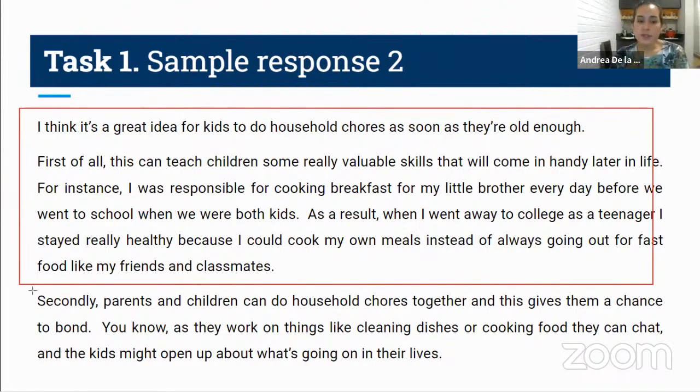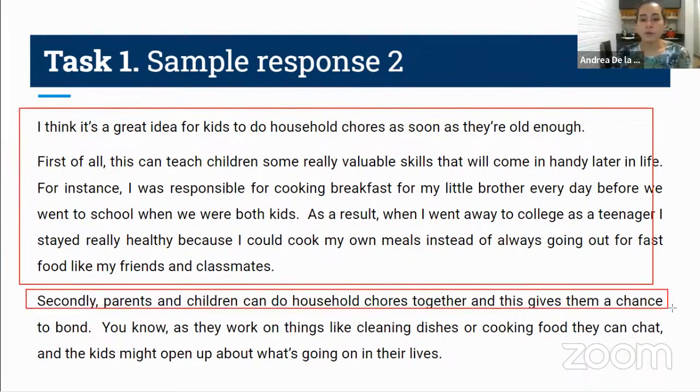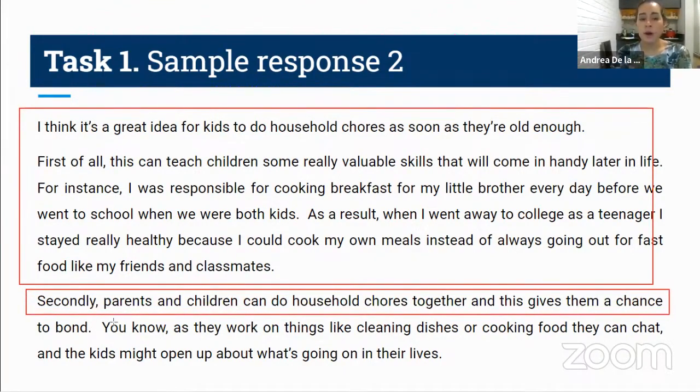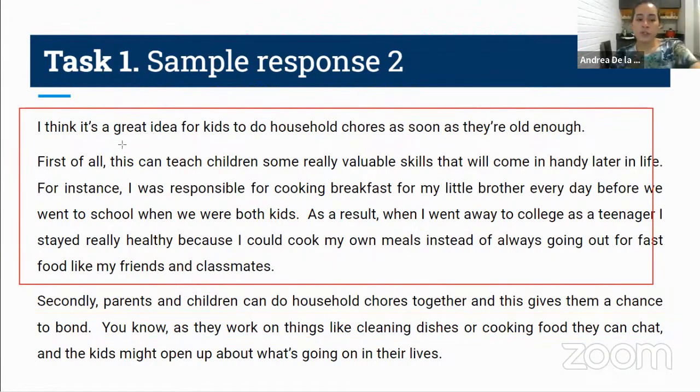He has another reason, right? He says, secondly, parents and children can do household chores together and this gives them a chance to bond. He has another reason and more explanation, although it's obviously shorter and simpler than the first one, but you don't need to have that, okay? All you need to have a good score is the first part, the one that I just circled.